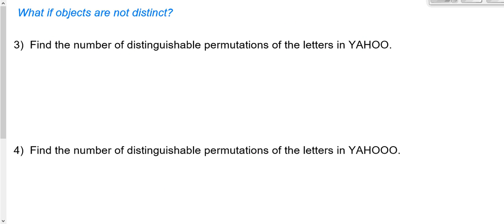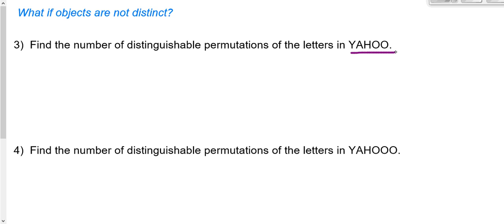Now, what if objects are not distinct? For example, let's say you have the word Yahoo, and you want to rearrange all the letters and list the distinguishable permutations. See, there's two O's, and they're not distinguishable. You can't tell them apart. So you could write a word, Yahoo, and another word, Yahoo, that has the O's in a different order, but you can't tell that they're different. And so what we have to do is figure out how to account for that.